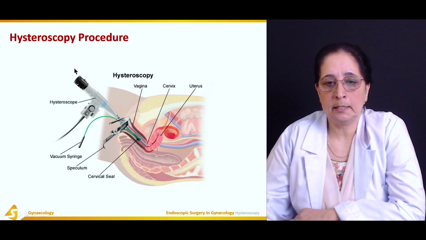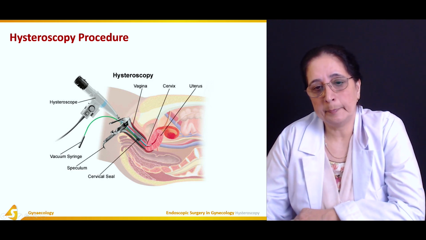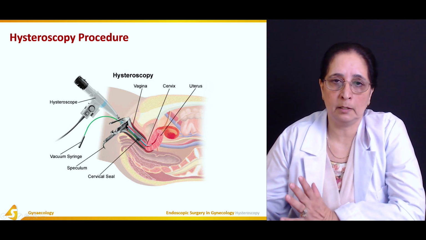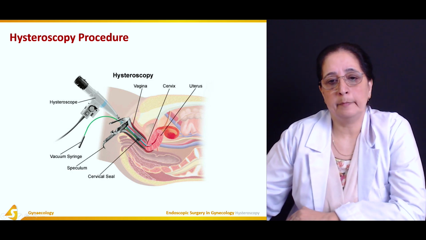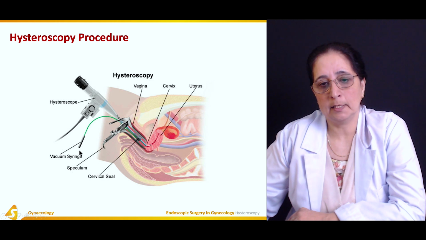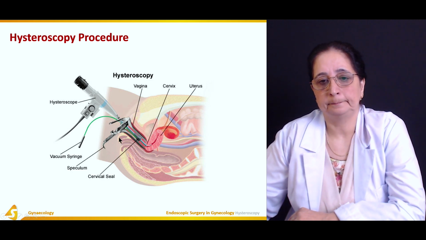Again, this is the hysteroscope. This is the vaginal speculum. The speculum is inserted first to keep the vagina open, so the hysteroscope can be inserted easily through the vaginal speculum into the uterus here, and then through the light source doctors can visualize the inside. There is a vacuum syringe going in. This is the vaginal speculum.